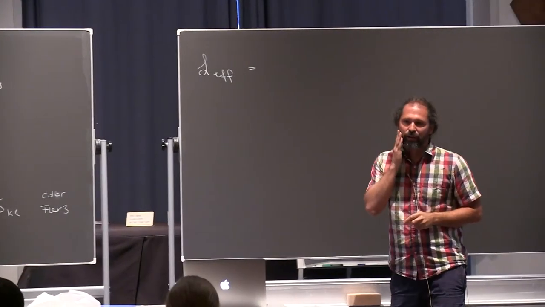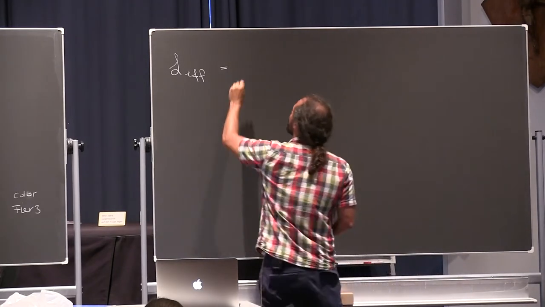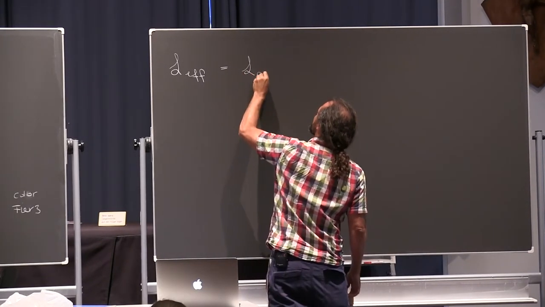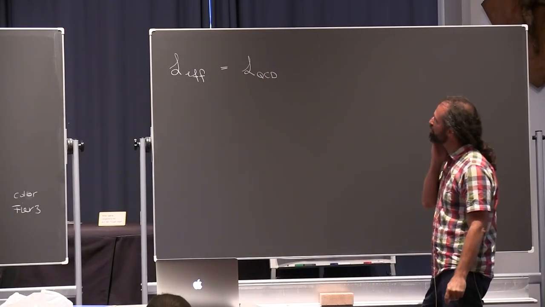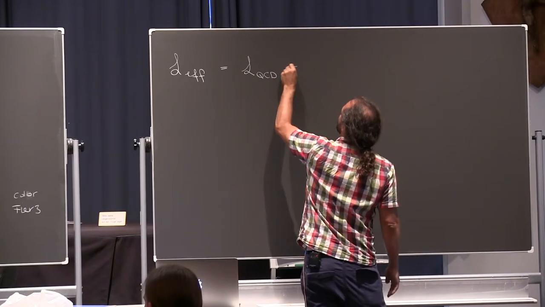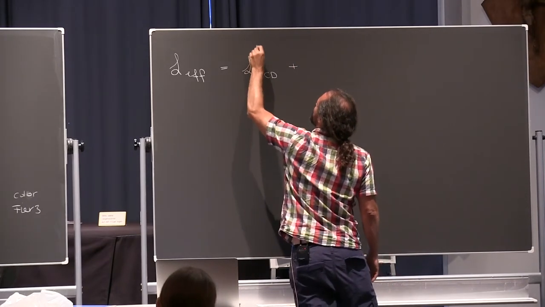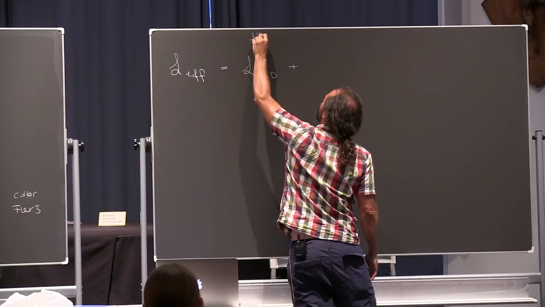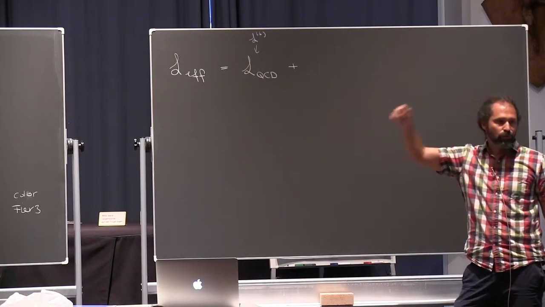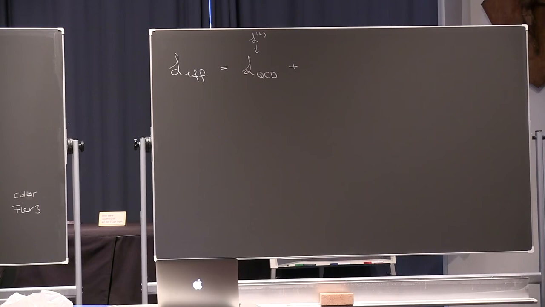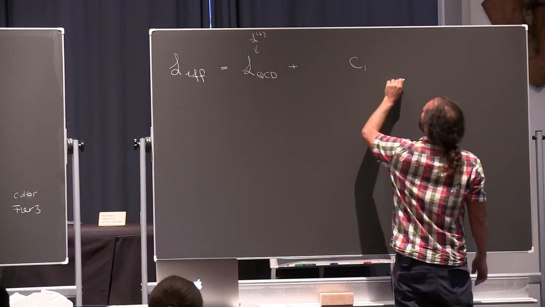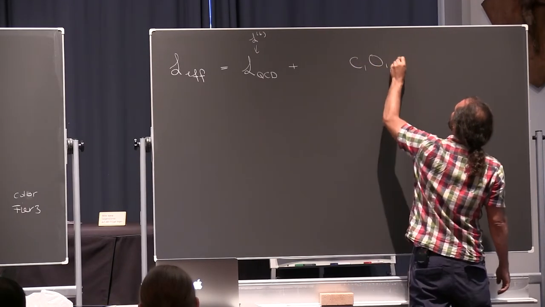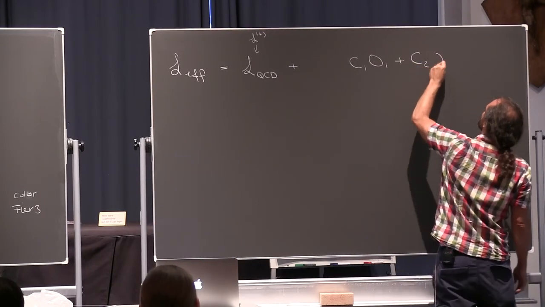After we've integrated out the weak interactions, what remains is just QCD plus QED, but we'll forget about QED because it gives smaller corrections. And so that is the dimension 4 Lagrangian. And then we have to add our two operators, which have four quark fields, so they're dimension 6. And so we have a coefficient C1 times O1, plus another Wilson coefficient C2 times O2.